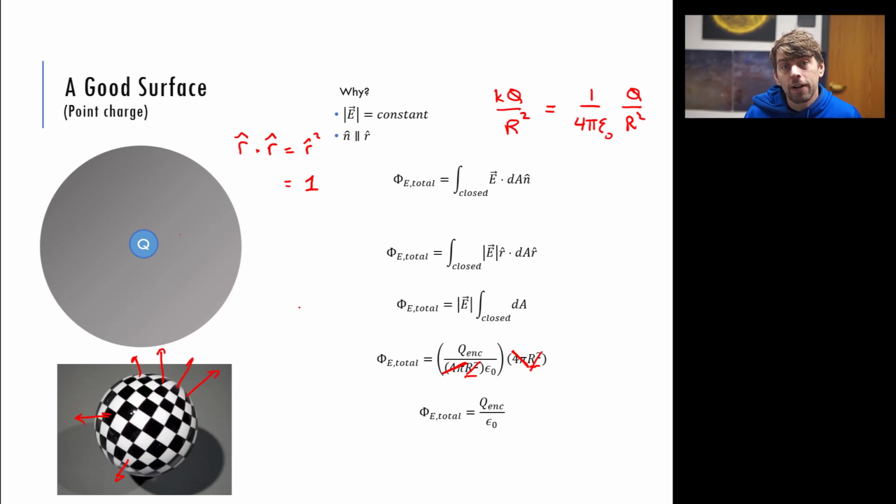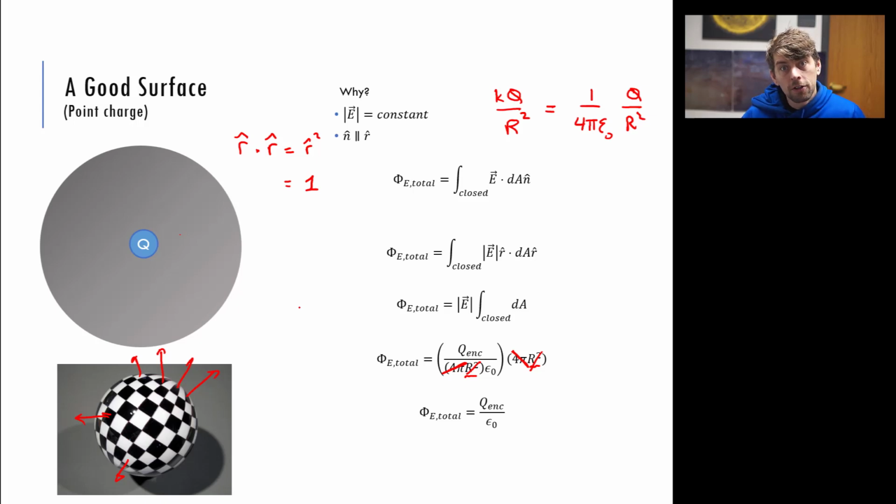Now, some curious things for a moment. Notice that the final expression, even though I was calculating the flux, I chose a sphere. Notice that the final answer says nothing about the shape of the sphere. There's nothing about the radius. There's nothing about the geometry at all. The 4 pi disappears, the radius disappears. There is nothing about the geometry of the surface whatsoever.